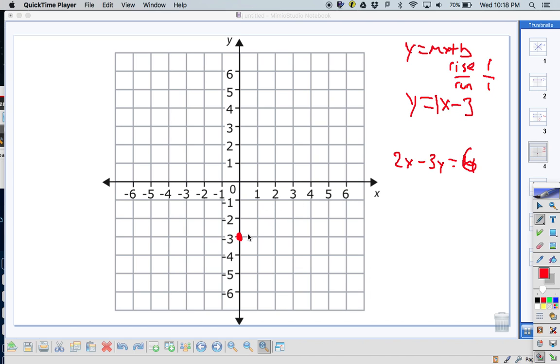So I don't start at 0, 0. I start at the y-intercept. I'm going to go up 1 over 1. I get to put another point. And I can repeat that as many times as I would like to.